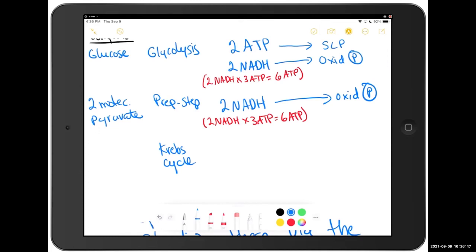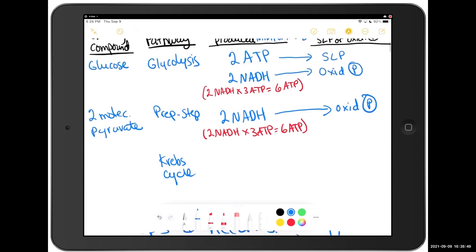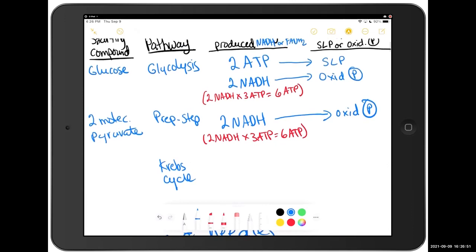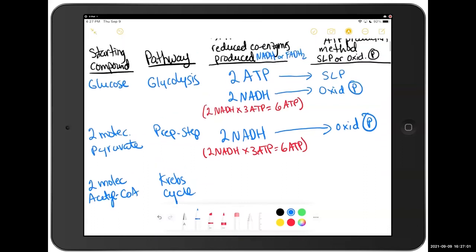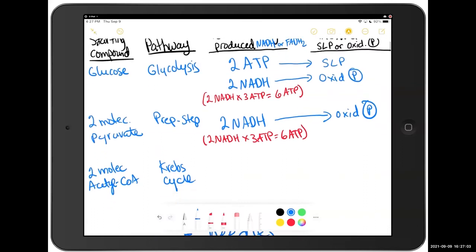Krebs cycle. What is my starting molecule for the Krebs cycle? Acetyl-CoA. 2 molecules of acetyl-CoA, right? All right. Did we produce any ATP? You said yes. We generated how many ATP total? 1 per acetyl-CoA, for a total of 2.